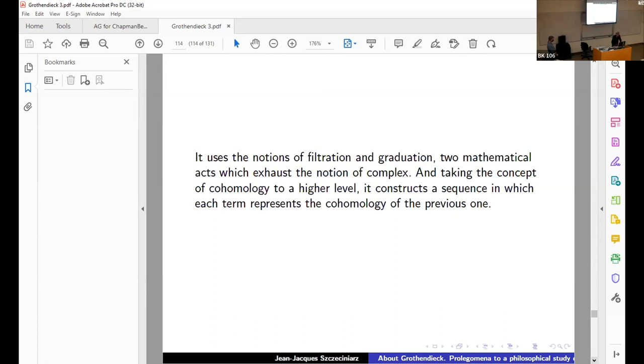And the same mechanism, but complicated in the detail. It uses the notion of filtration and graduation, two mathematical acts which extend the notion of complex. And taking the concept of cohomology to a higher level, it goes with a sequence in which each term is the cohomology of the previous one. So you have the synthesis first, filtration and graduation. Second, the progress by the construction of the cohomology of the preceding term, the previous term.